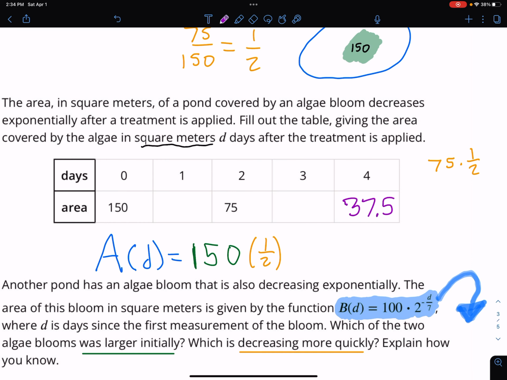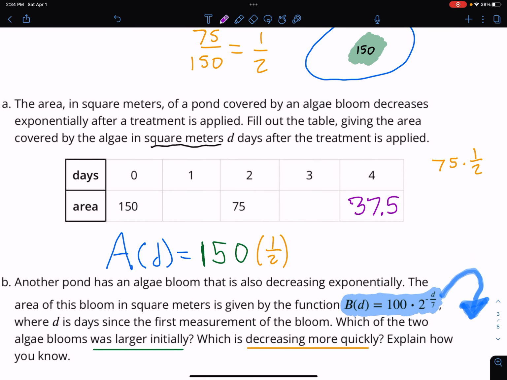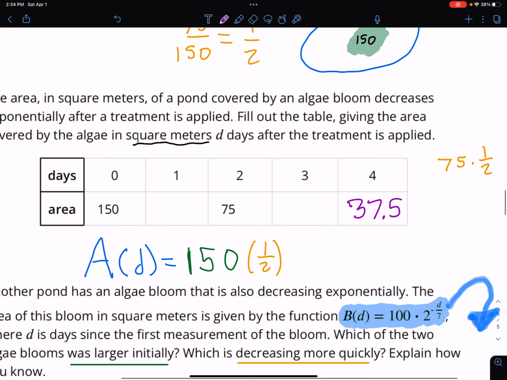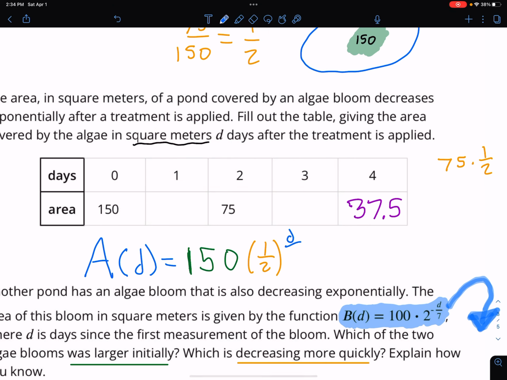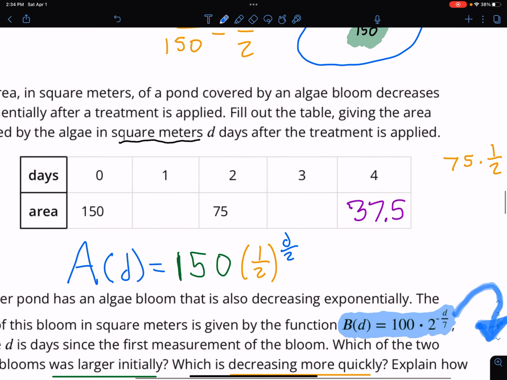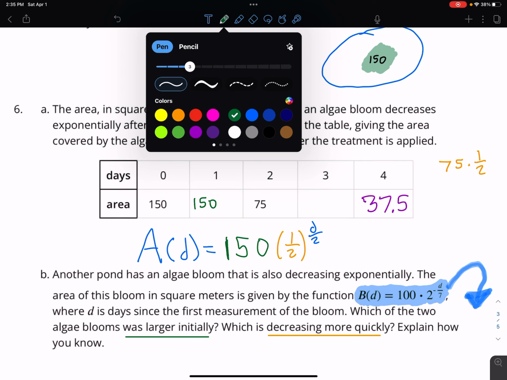Alrighty. What's next? We got these other squares we got to fill in. If I was going to finish writing my equation, I would throw a d over 2. It takes 2 days for this algae to get cut in half. So what's happening each day? We got this exponent of d over 2. So you know what I'm going to do? I'm going to take the 150. I'm going to throw it in here. I'm going to put the 1/2 in there.